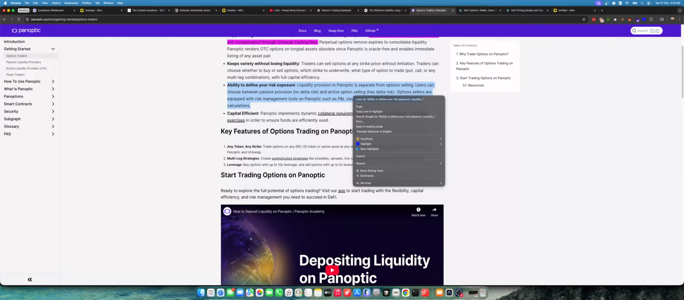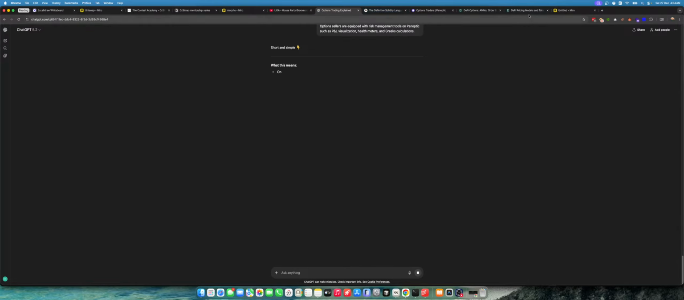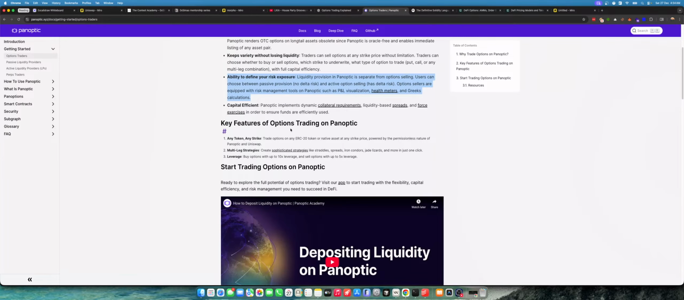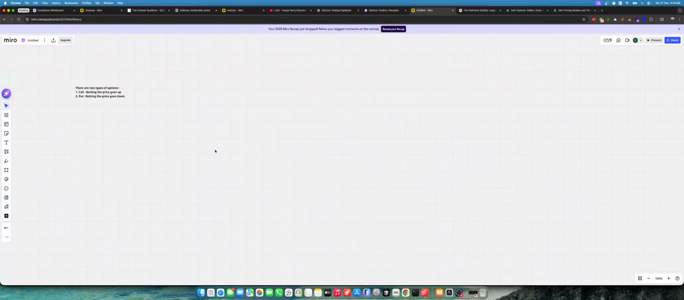Let's read through what it is. By the way, so far what I have understood is that it supports any token. There's no expiry, and if your liquidity, if your orders are sitting idle, you still earn fees. So I'll write it down on my notes here.